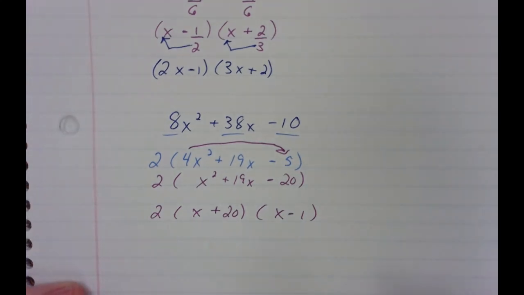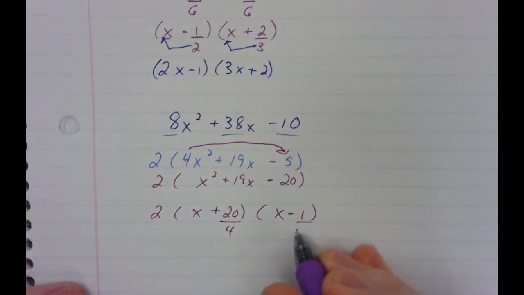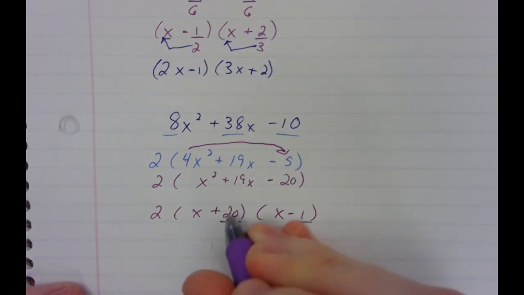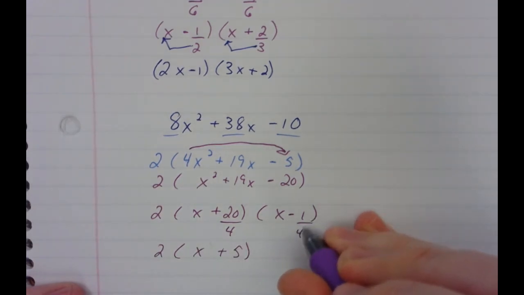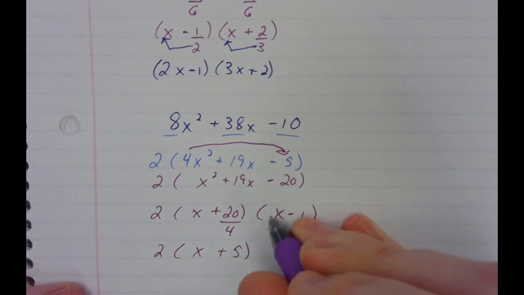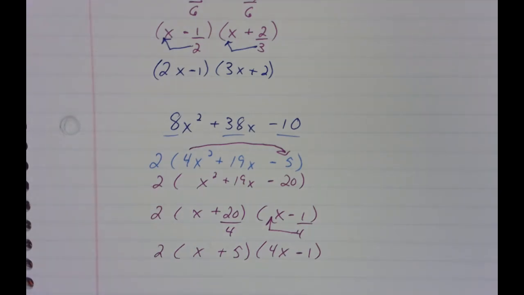And now to make sure I counteract the fact that I multiplied by 4 here, I'm going to divide by 4 here. 20 over 4 reduces very simply to just 5. So I end up with x plus 5. And then here, 4 doesn't go into 1, and I can't reduce it, so the 4 slides out front, and I get 4x minus 1. So that is how we jump the cow.